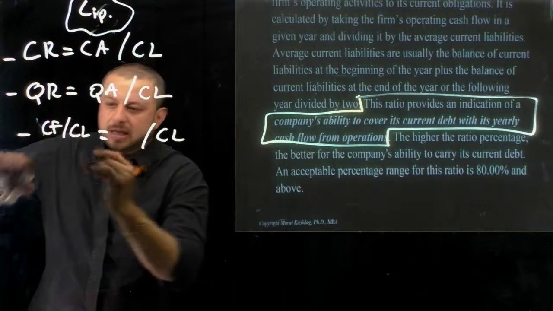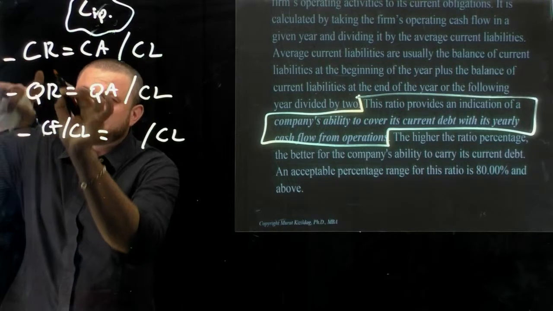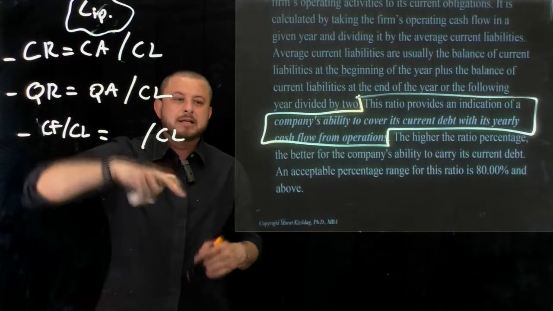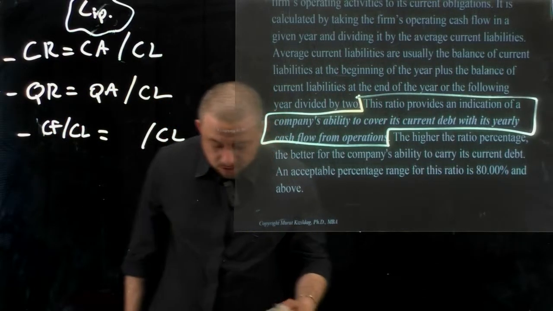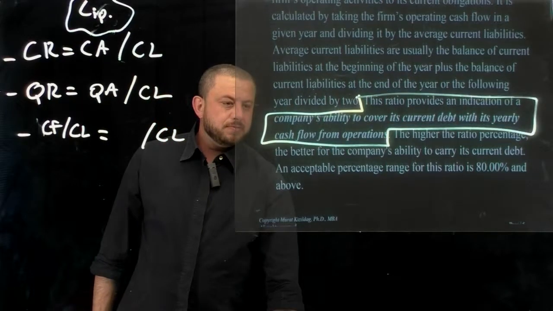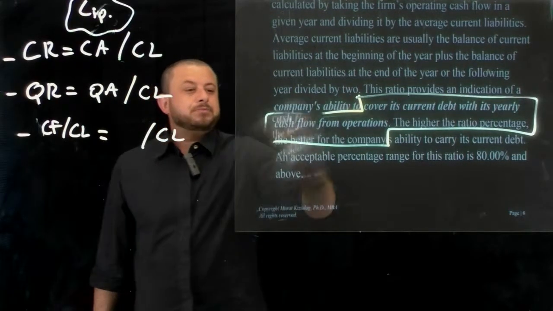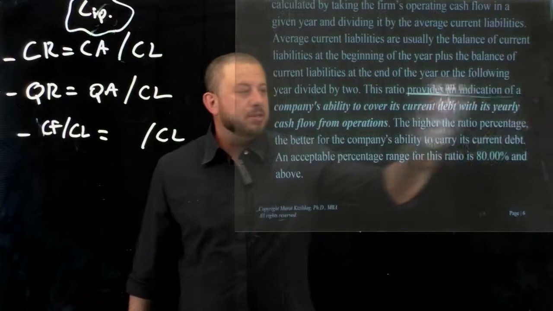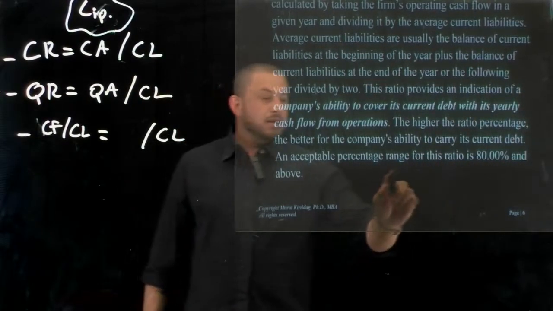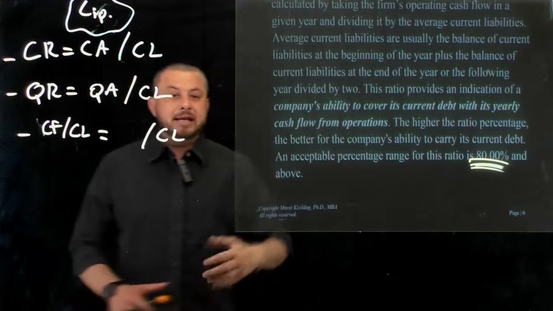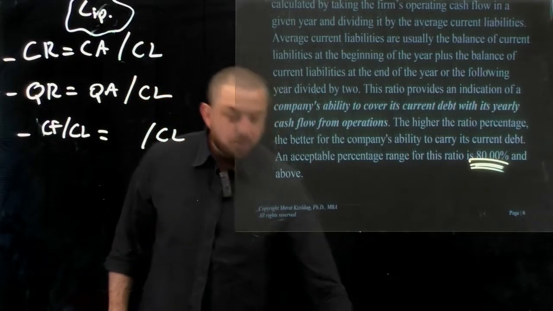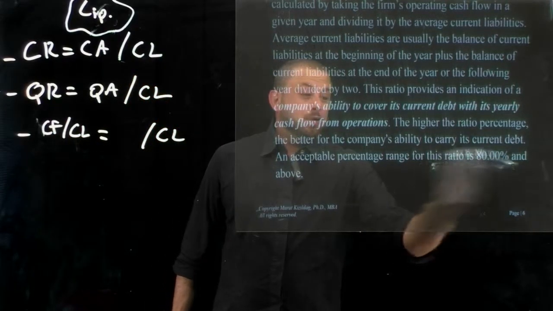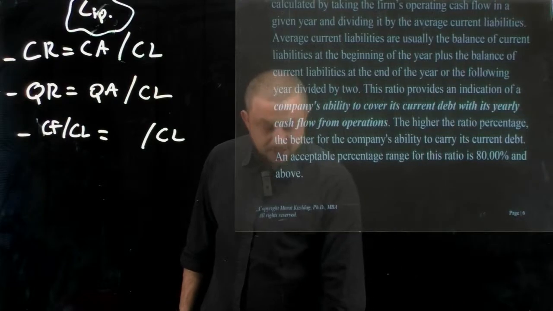So if we don't have enough cash flows, we have to go to the quick ratio or the current ratio to see if the quick assets and the current assets can cover our short-term liabilities. Of course, the higher the ratio, the better for the company, and an acceptable percentage for hospitality businesses should be in the range of 80% and above. 80% meaning 80% of your current liabilities can be paid off using your operating cash flows, or cash flows in short.